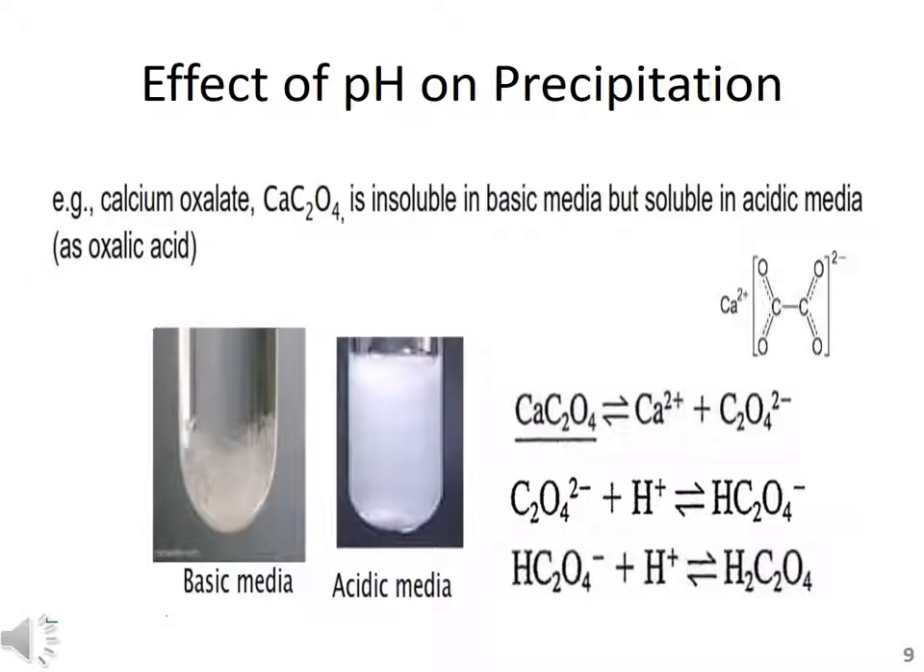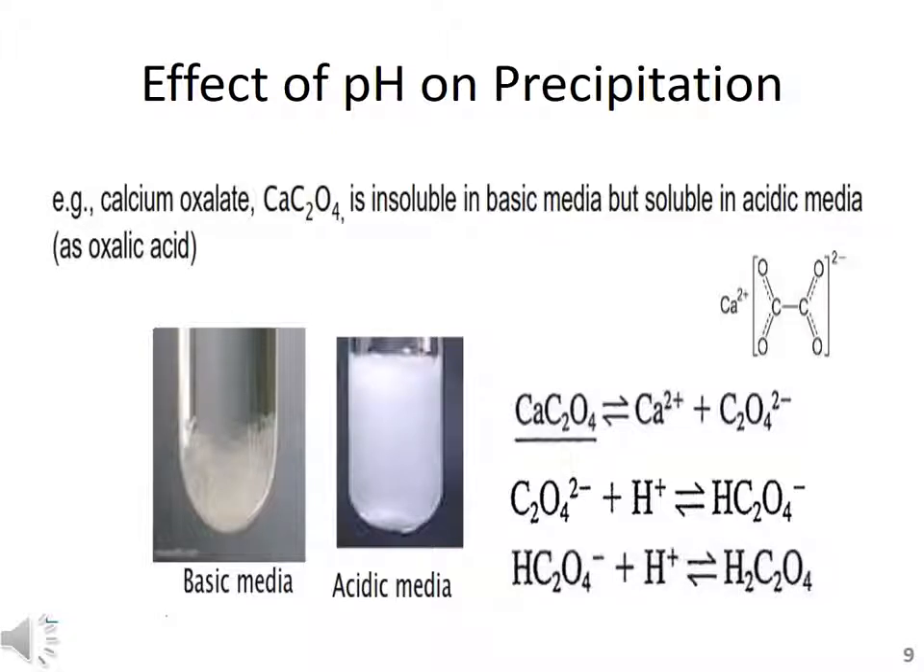This slide actually shows the impact of the environment on the process of precipitation. Impact of environment means the acidity or the basicity of the environment. If the environment is basic, then what happens? And if the environment of the reaction chamber is acidic, then what will be observed in the case of precipitation? So when we are dealing with calcium oxalate, it's insoluble in basic media, but this calcium oxalate is soluble in acidic media as oxalic acid.